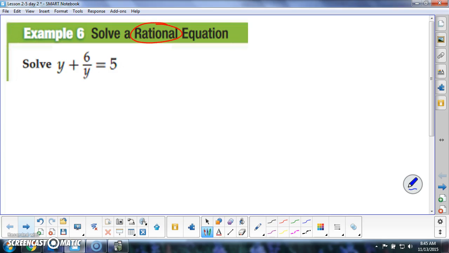The first step in solving rational equations is to use an LCD. LCD stands for least common denominator. What you want to do is multiply everything times the LCD. On this problem, the LCD is y.